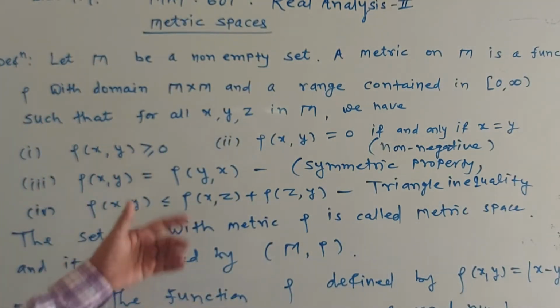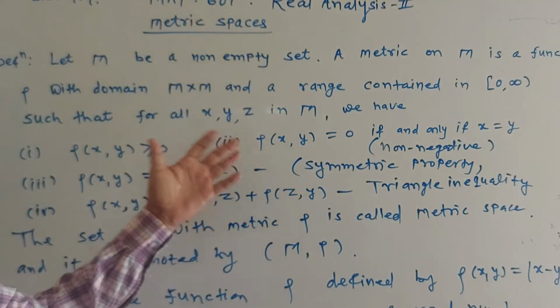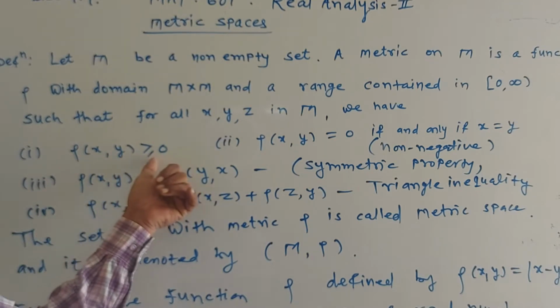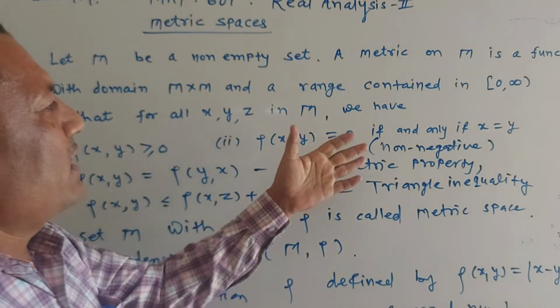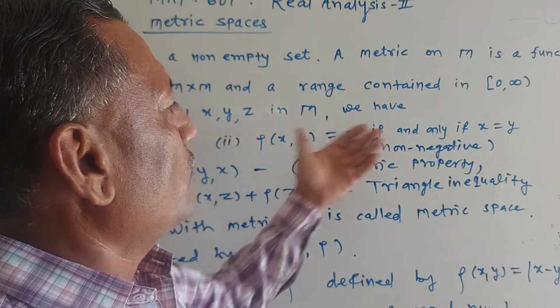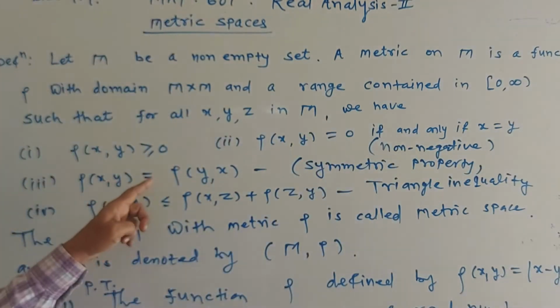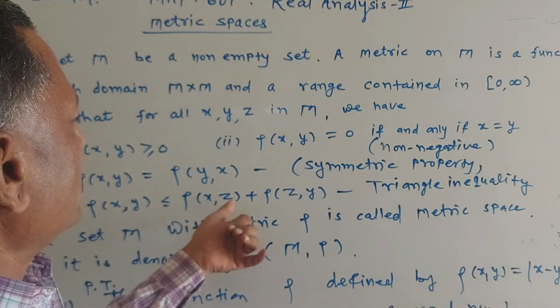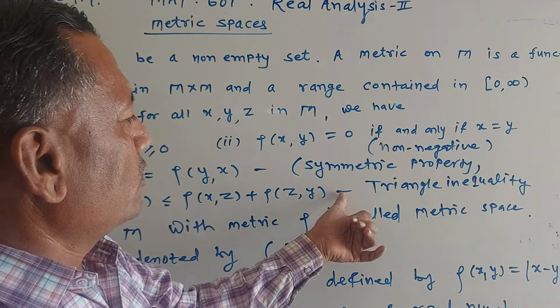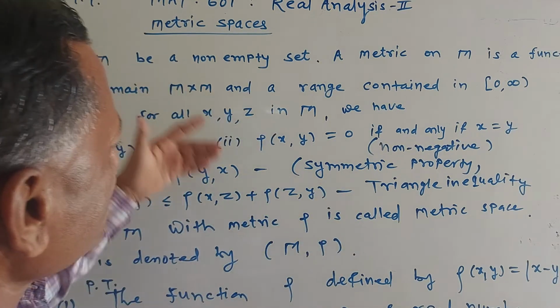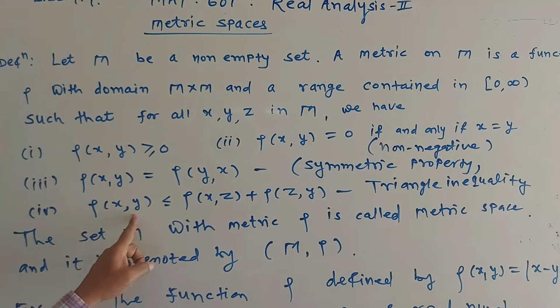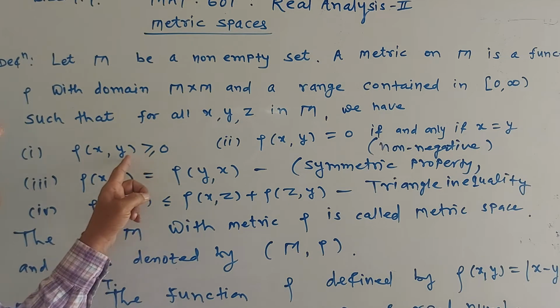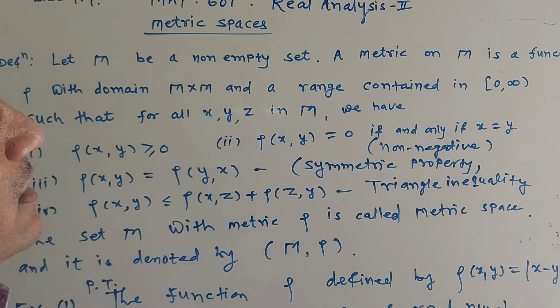Now for objective questions, M is a non-empty set, then the property rho of xy is greater than or equal to 0, what is the name of this property? Or rho of xy is equal to rho of yx, what is this property? Or rho of xy is less than or equal to rho of xz plus rho of zy, what is this property? So remember, the fourth property is the triangle inequality. Second is the symmetric property. The first and second properties are known as the non-negative property. So this is the definition of a metric space.